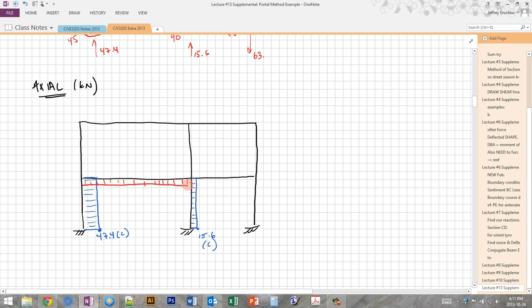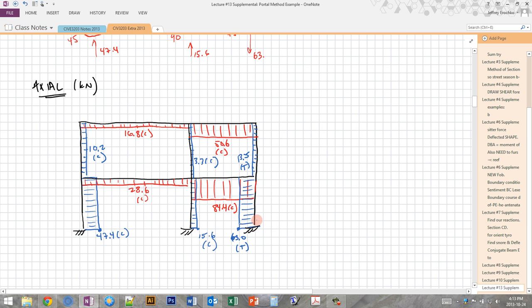Now, it would really be ideal to do this with some sort of ruler. Okay, but again, just imagine these are straight lines. 28.6 in compression. Okay, and then I'm going to do that for the rest. And we get this situation. So you see the columns on the left and in the middle are in compression.